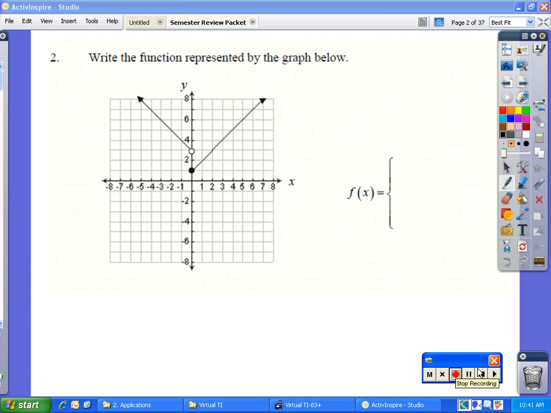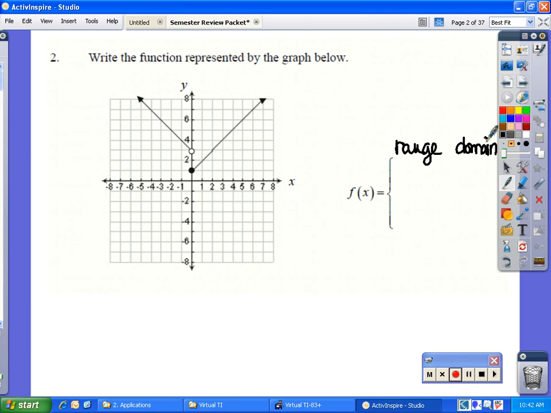Okay, we are now going to write the function represented by the piecewise graph below. We are going to use our function rule structure here. Of course, we'll be writing the range part in this area and the domain part in this area.